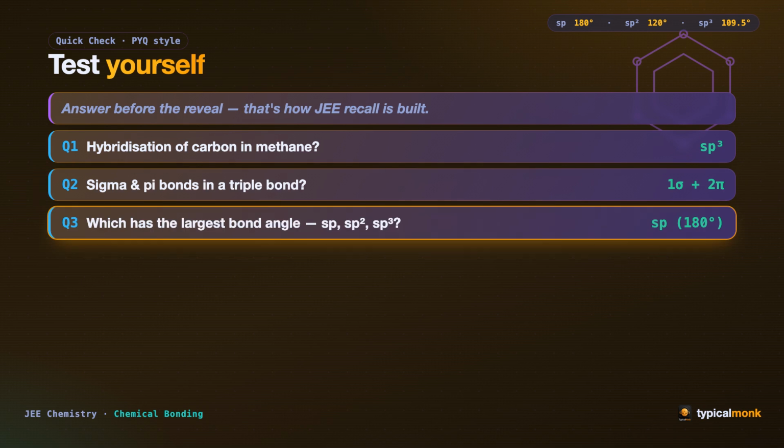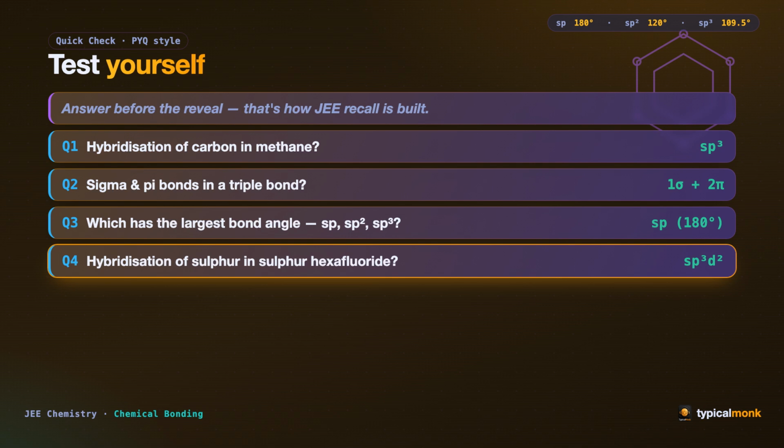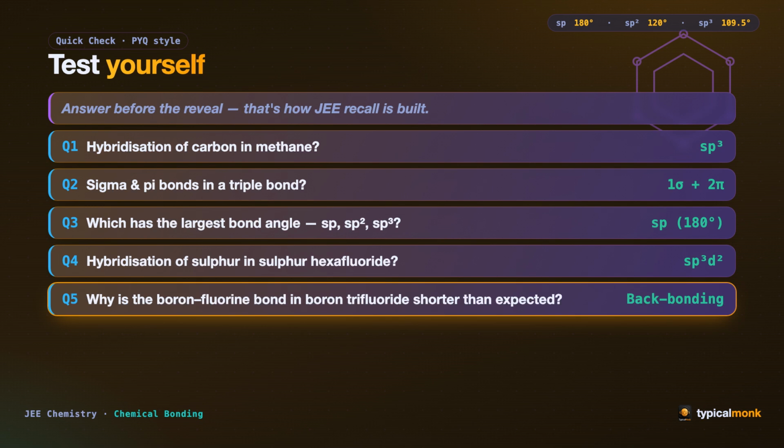Question 3. Which hybridization gives the largest bond angle, sp, sp2 or sp3? The most s character wins, sp, at 180 degrees. Question 4. What is the hybridization of sulfur in sulfur hexafluoride? 6 bonds, steric number 6. sp³d². And question 5. The thinker.